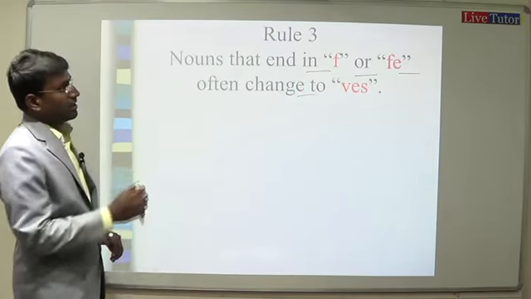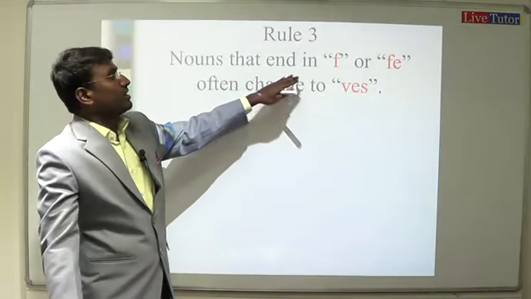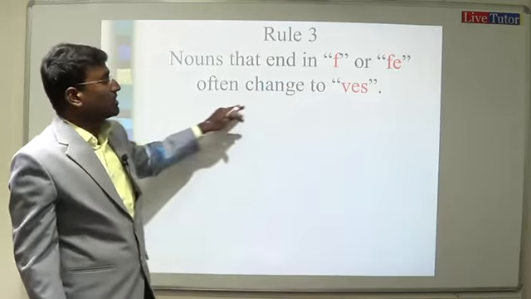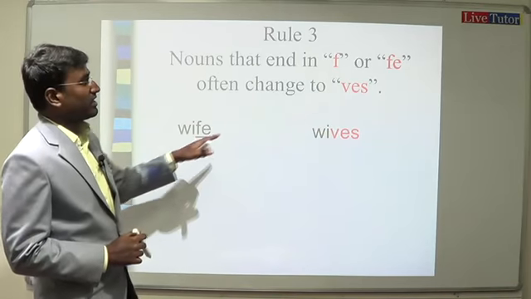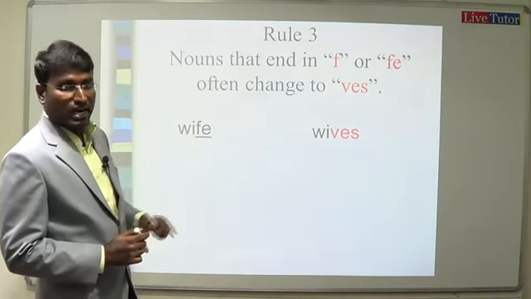Then the third rule. The nouns that end in f or fe often change into ves. Wife, for example, becomes wives. Okay, let's see the words. Wife, see the same thing is given. Wife, manaivi. You don't add s. Instead you add ves, wives. Why? Because it ends with fe. Life, for example, lives, we add ves. Wolf ends with f, so wolves.